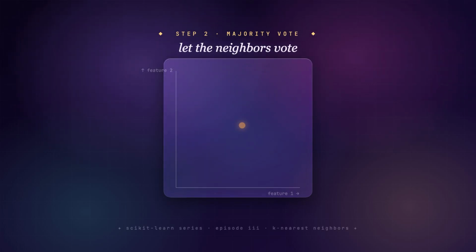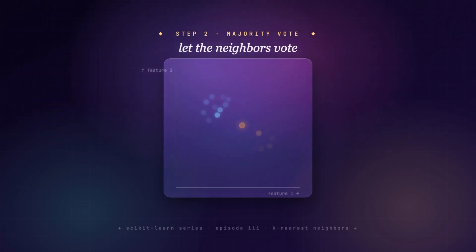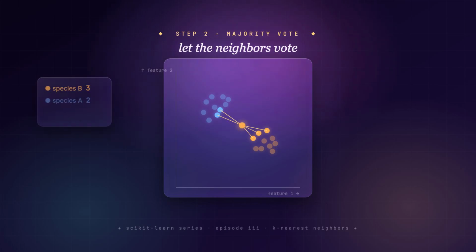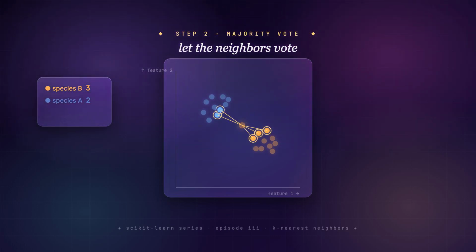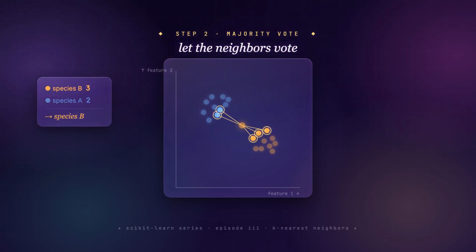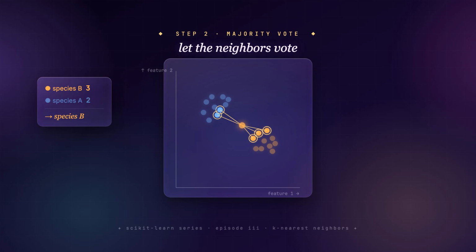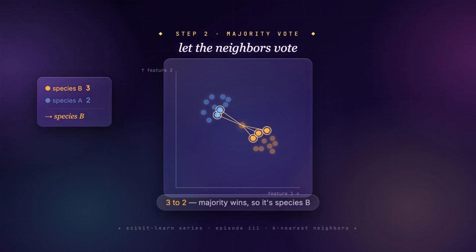Then it takes a vote. Among those 5 neighbors, we count up the classes, and whichever class is in the majority wins. That becomes our prediction for the new point. 3 amber and 2 blue. Then we call it amber. And that's the entire algorithm. Find the nearest and let them vote.